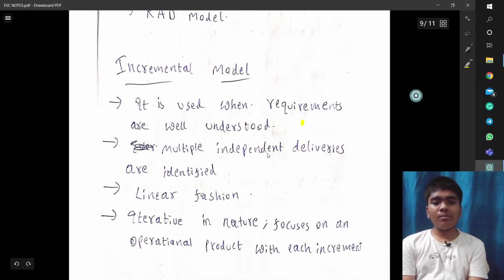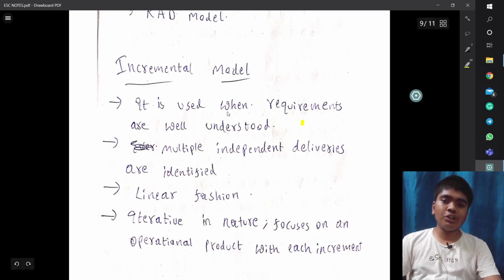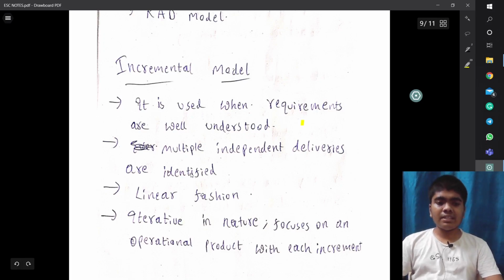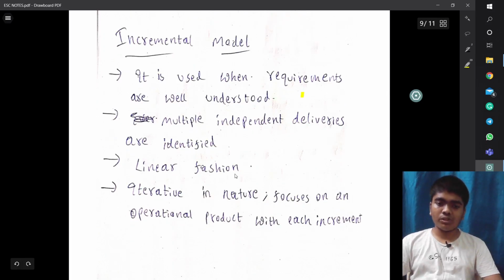Incremental model is used when requirements are well understood. Increment is nothing but, if we consider C or C++, the increment operator adds 1 to a particular integer. So increment is just skipping one place. It is used when requirements are well understood and multiple independent deliveries are identified. We will discuss these things.